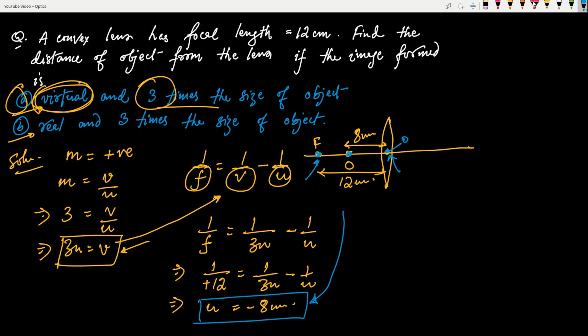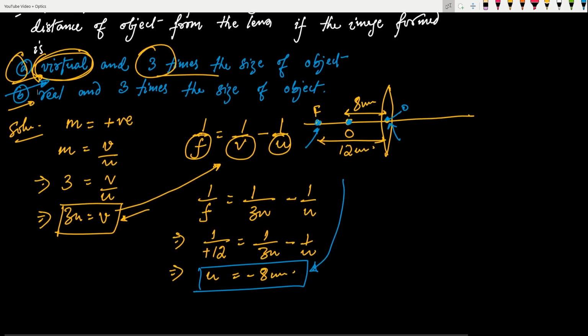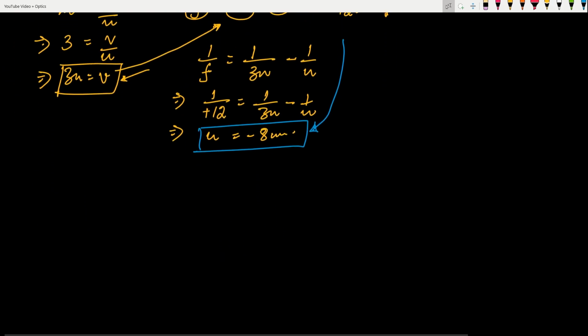Okay, so all the concepts, as you can see, are matching. Therefore our concept is correct and our answer is correct. So the first question is done. Now if you look at the second question, again the concept is very easy. It says that the image formed is real and 3 times the size of the object.